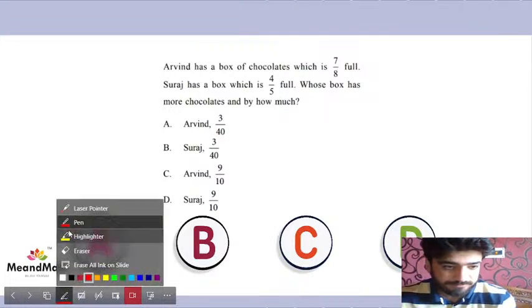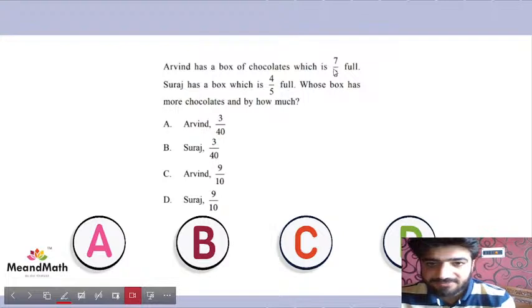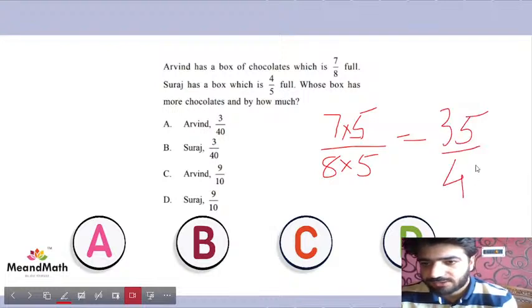Come on, guys. Okay, Kriti. So 7 by 8, if I convert it into a like fraction of 4 by 5, I'll just say 7 into 5 and 8 into 5. So this will become 35 by 40. So Arvind's box of chocolates is 35 by 40 full. This is for Arvind, okay?